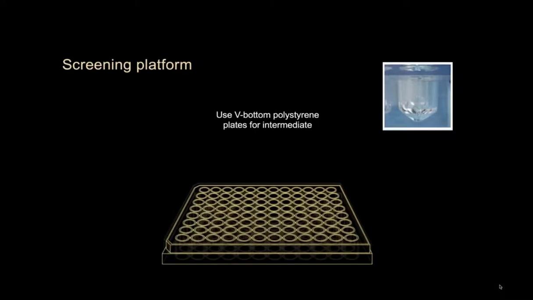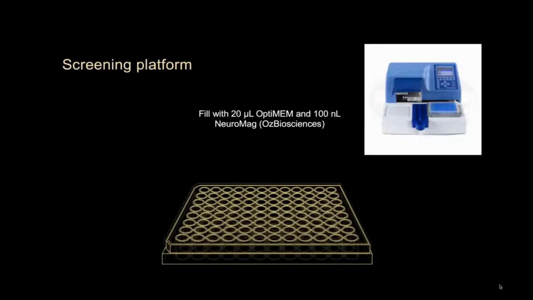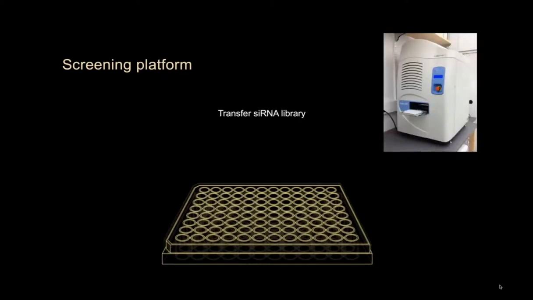And so we worked with NCATS to get that. So we had multiple siRNA libraries, and they came in plates where the siRNA was approximately 10 micromolar. So we had to make intermediate plates, and for that, we made intermediate plates using these V-bottom polystyrene plates. Typically, we would fill them using the Combi, just bulk liquid dispensing. We'd dispense 20 microliters of Opti-MEM into all the wells, and 100 nanoliters of Neuromag. Again, that's all mixed together and just bulk dispensed.